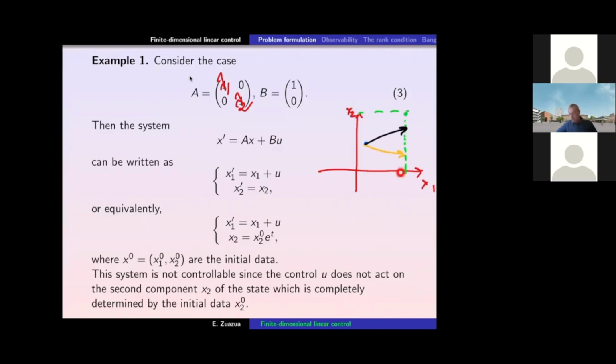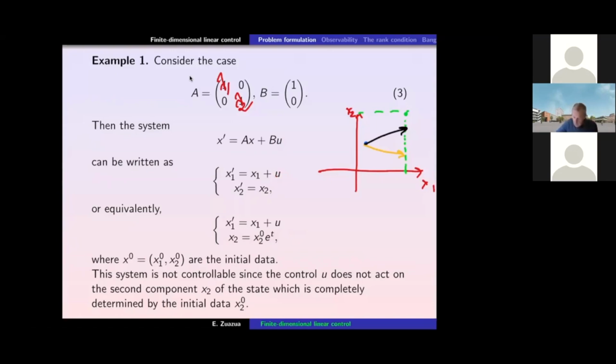Why? Because the second component, X2 of the system, is uncontrollable. Why? Simply because U doesn't have any impact on X2. X2 is simply given by exponential t times X0, the second component of the initial datum. It does what it does, and is completely independent of the value of U.